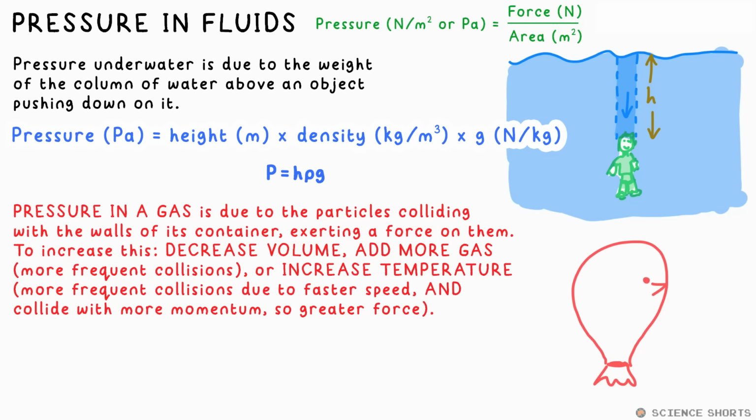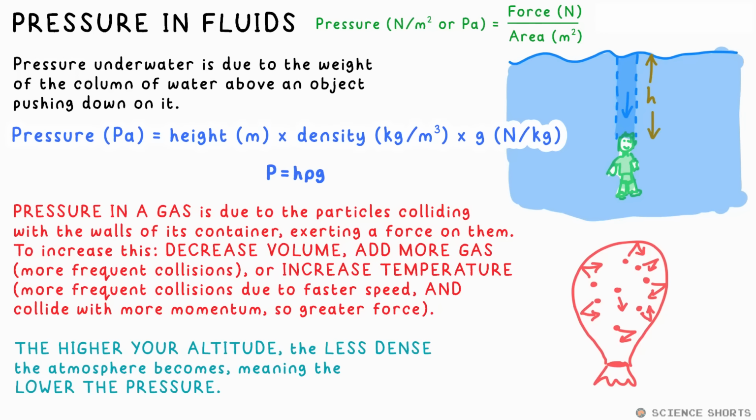Gas pressure is a result of the collisions between the gas particles and the surface of the container they're in. You can increase this pressure by adding more gas, reducing the volume, or raising the temperature, which makes the particles move faster, and they collide with the walls of the container with a greater force. These result in the collisions occurring more frequently, while increasing the temperature also results in the particles having more kinetic energy, so they collide with the walls with more momentum, therefore exerting a greater force. The higher your altitude, the less dense the atmosphere is, so pressure decreases.